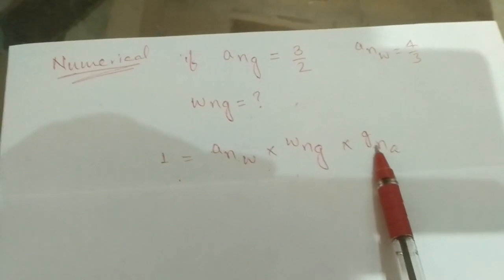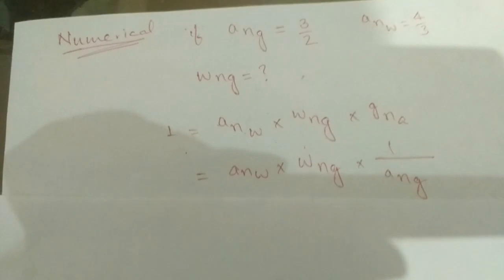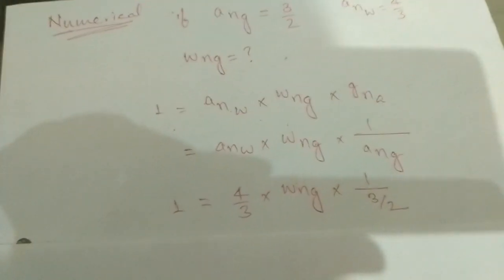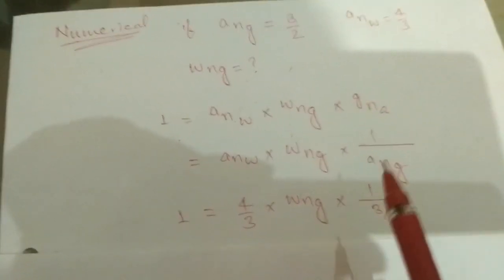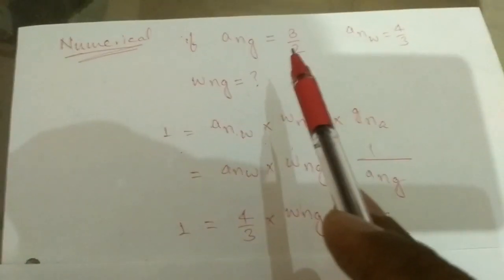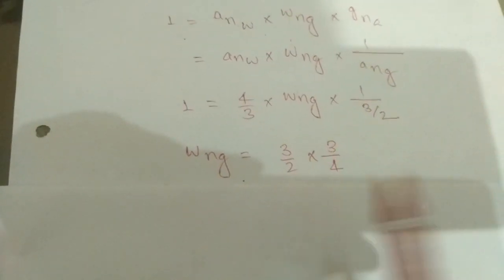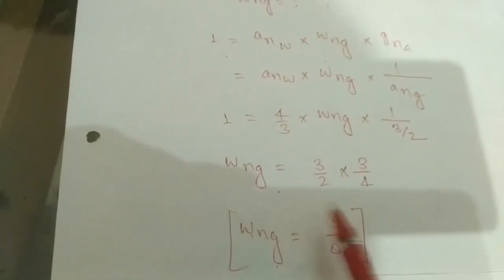So we know that by the principle of reversibility, G and A can be written as 1 upon A and G, like this. And on filling the values, A and W is 4 by 3, W and G we have to calculate, and A and G value is 3 by 2. See here. On further calculating, W and G is equal to 3 by 2 cross 3 by 4. On solving, we got W and G as 9 by 8. So we have got the refractive index of glass with respect to water, 9 by 8.